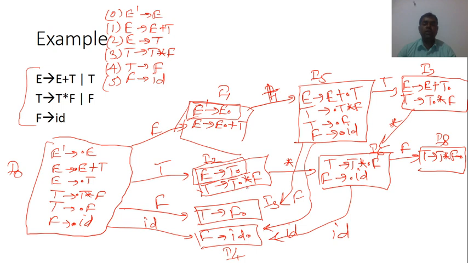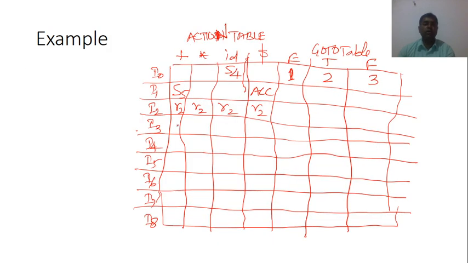For this one, when I read here asterisk, what am I getting? I6. So I have to enter in I2 row, asterisk column, S6, because the subscript is 6 here. I2 row asterisk column S6. Here you have to enter S6.